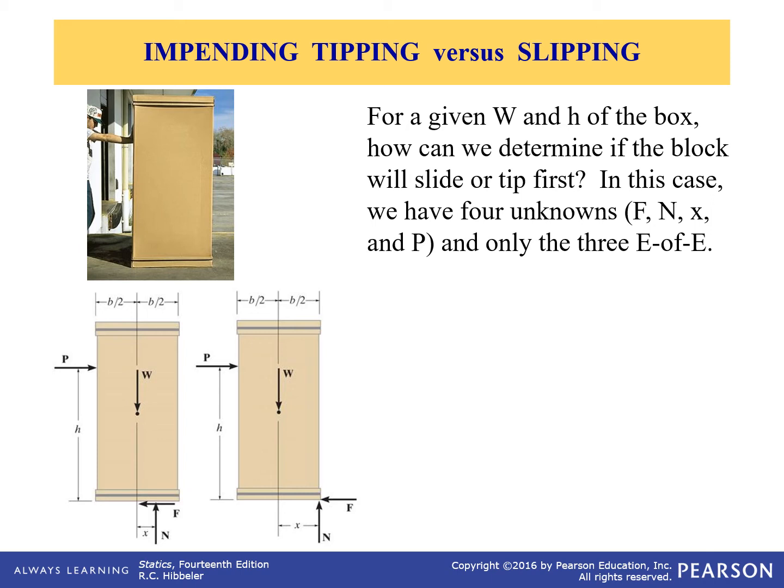So you'll notice, what do we have in this box? We've got the person pushing, P. We've got the weight of the box at the center of gravity. We have the friction force, F, and we have the normal force coming up. When the normal force is somewhere between the center line and the edge, that implies the box is moving, or it's going to slip. That's the impending motion.